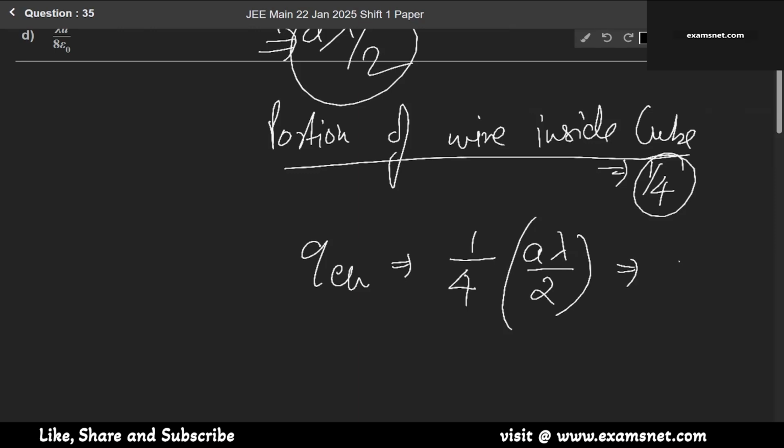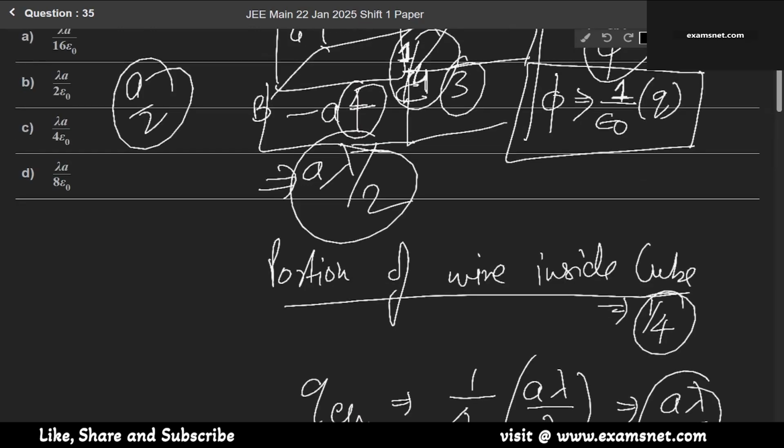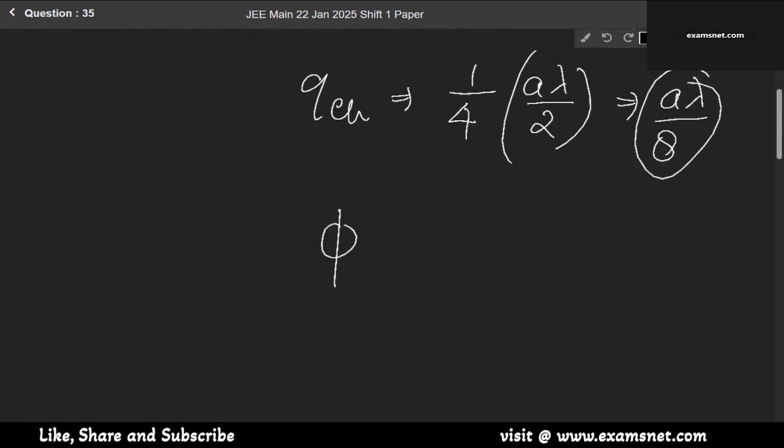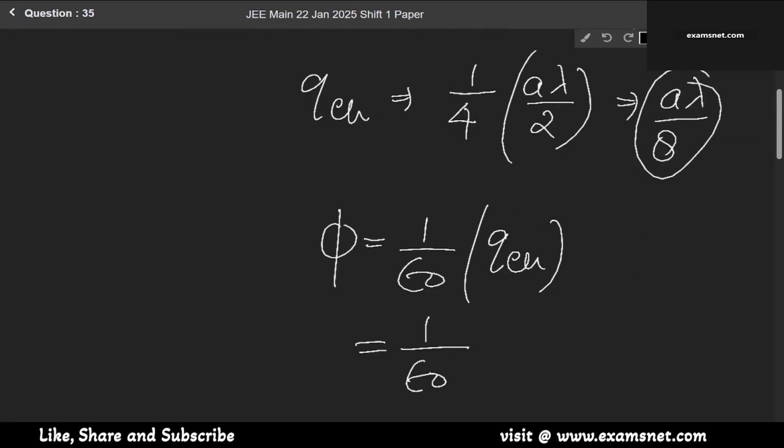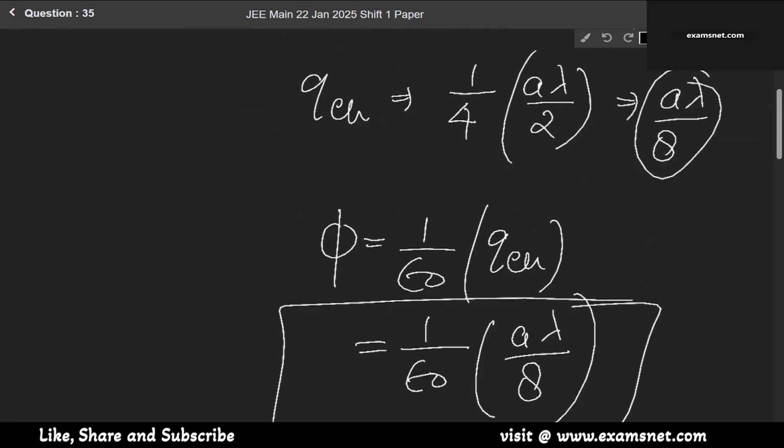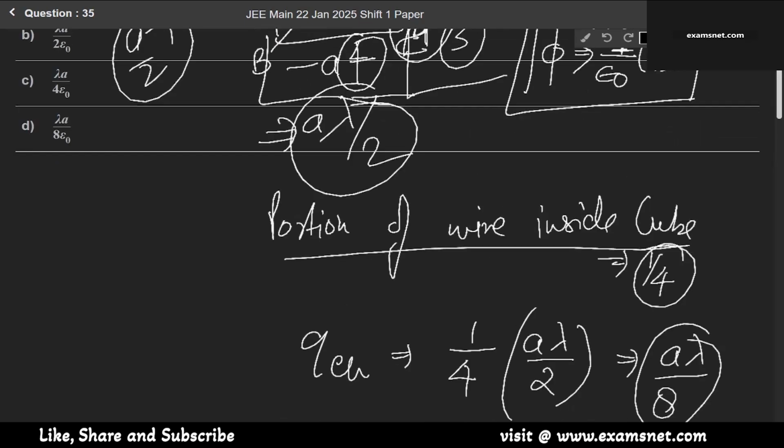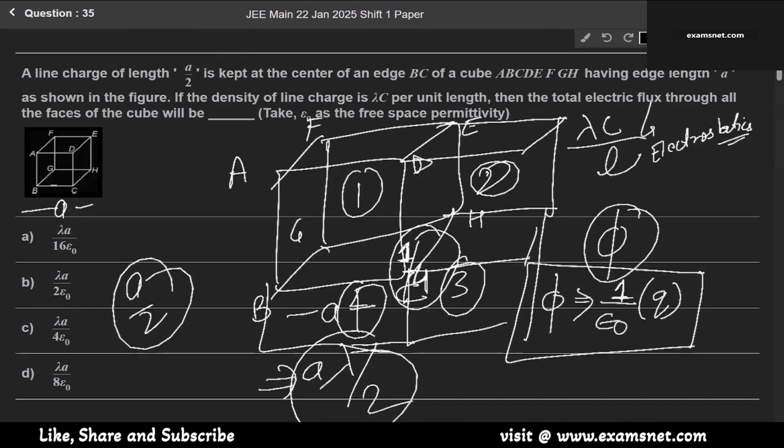It will be equal to a lambda over 8, and we have to find the flux from all the faces. So flux phi will be equal to 1 over epsilon naught times the total charge enclosed, which is 1 over epsilon naught times a lambda by 8. So this is our final answer. Flux will be equal to 1 over 8 epsilon naught lambda times a, which means option D is the correct answer.